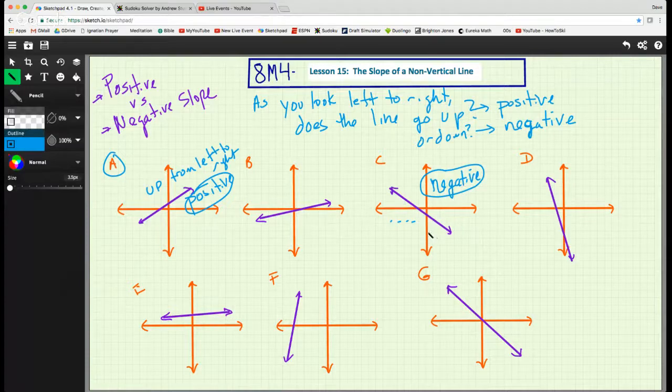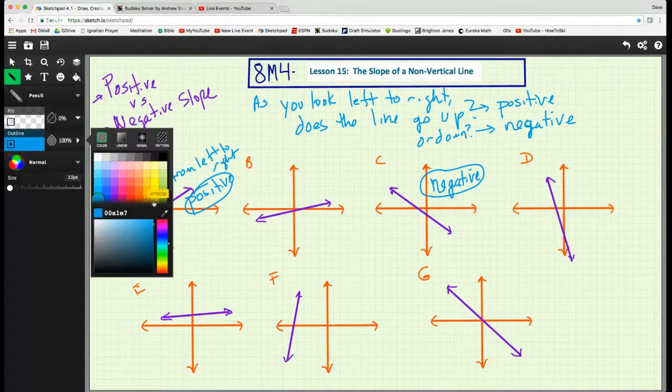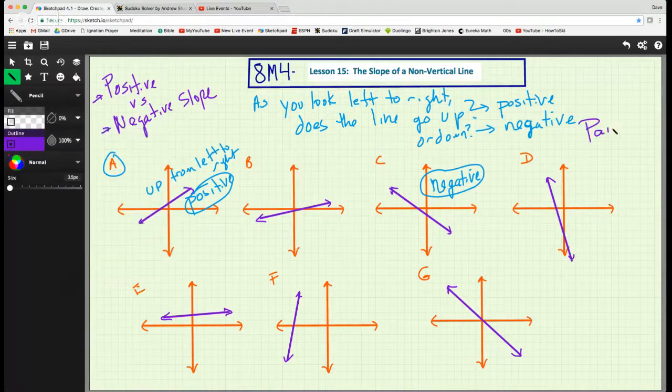So make sure that you understand, it doesn't matter how steep the line is. If it's a shallow line like this one and goes up left to right, or a steep one like this or whatever, it doesn't matter. We're just talking about positive and negative. We're not talking about how big it is yet. So why don't you pause and try, and then come back.